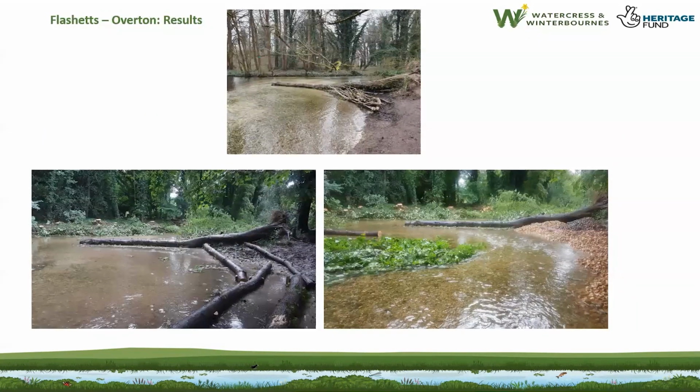Now, just to give you some progress pictures. So this is a fixed point. You can see it was extremely wide. We then used some of the felled timber to create that structure for the gravel bank. And then we started to build out the woody material here to narrow the channel and provide what we call this attractant flow.